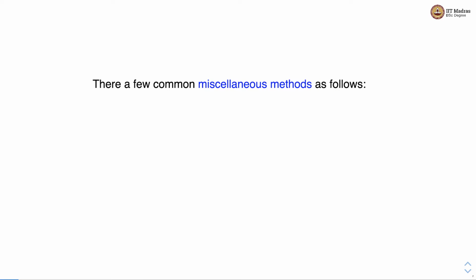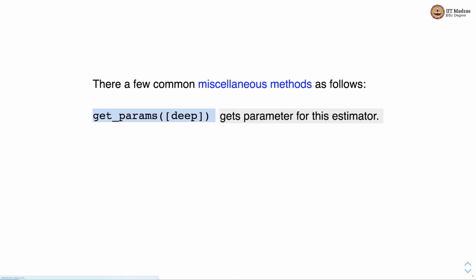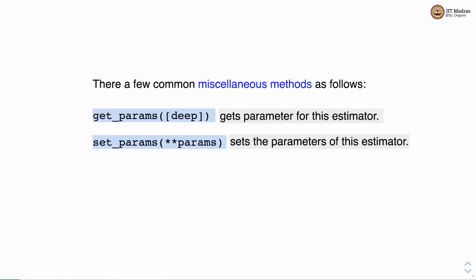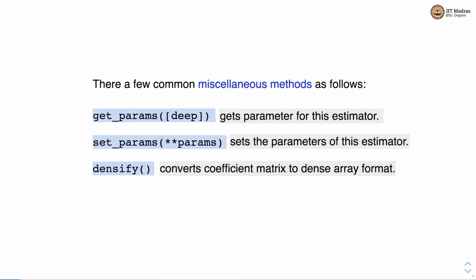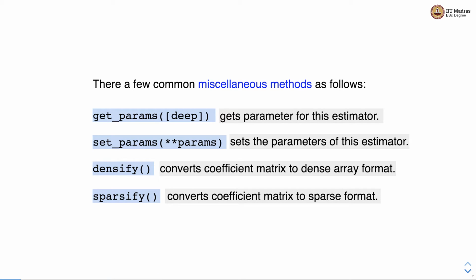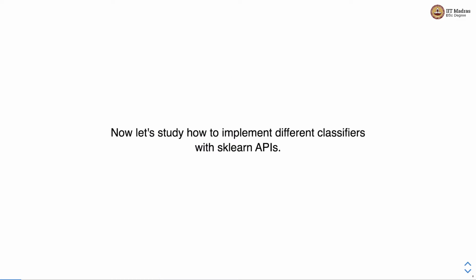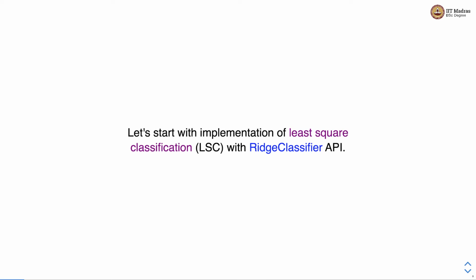There are a few common miscellaneous methods like get_params that gets the parameter for the estimator, set_params that sets the parameter of the estimator, then densify that converts coefficient matrix to dense array format, and sparsify which converts coefficient matrix to sparse format. Now let's study how to implement different classifiers with sklearn APIs. Let's start with implementation of least square classification with Ridge Classifier API.